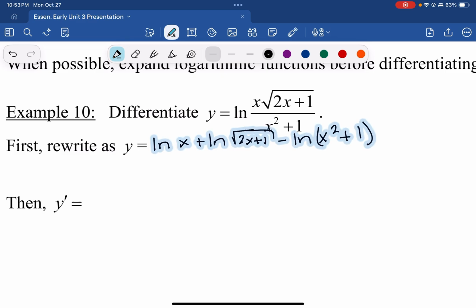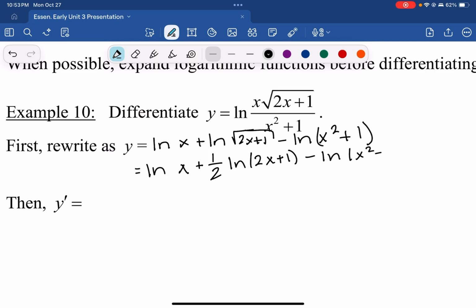And then I can use that power rule and rewrite the square root. So I can do the natural log of x plus 1/2, because the power on that 2x plus 1 is 1/2. So 1/2 times the natural log of 2x plus 1 minus the natural log of x squared plus 1.